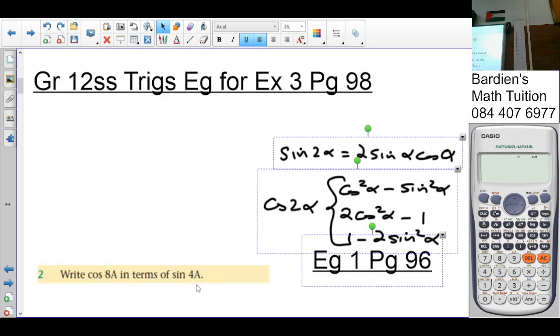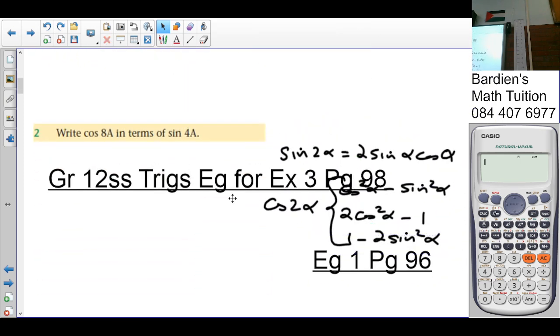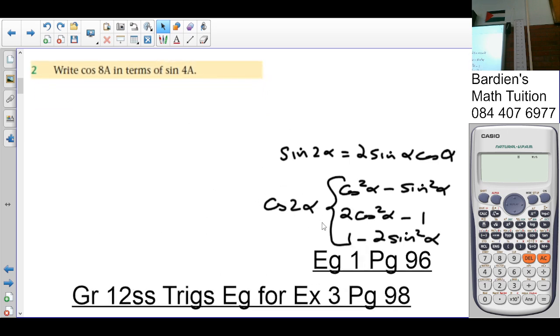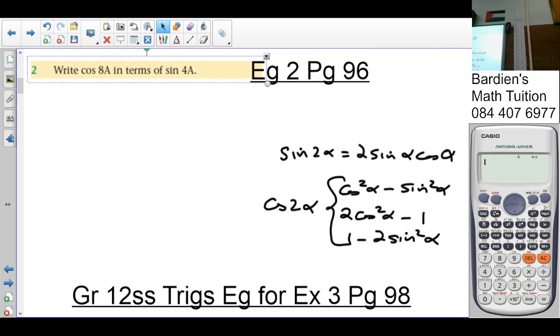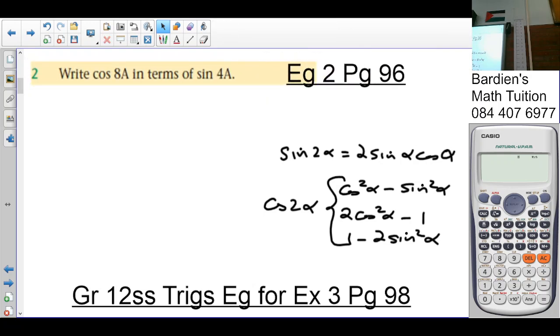Let's look at the second example. Okay, this is example 2 on page 96. We are asked to write cos of 8a in terms of sine 4a. So where do we start? We write it as cos of 2 times 4a. What is 2 times 4a? 8a.